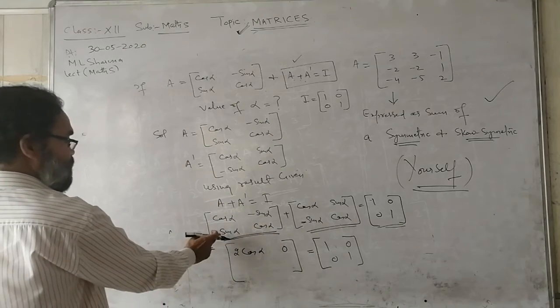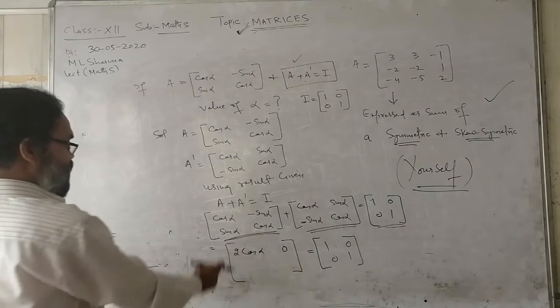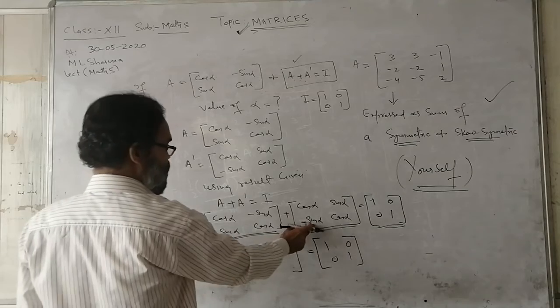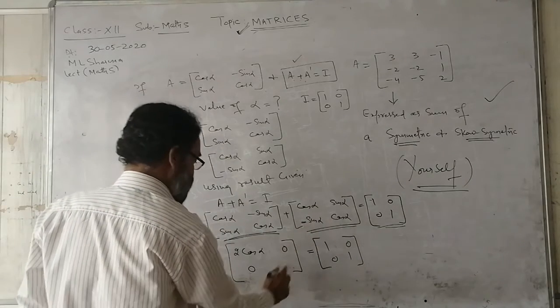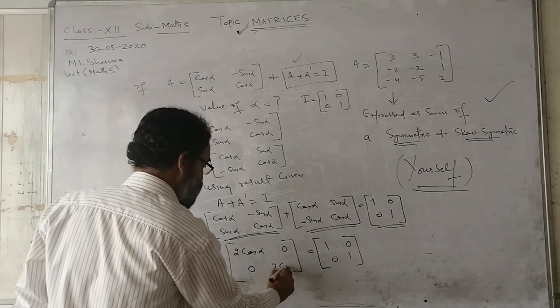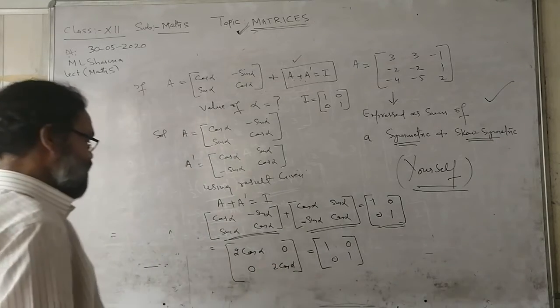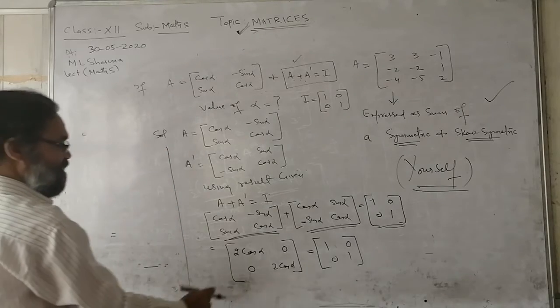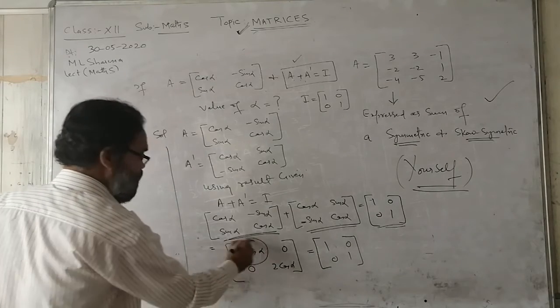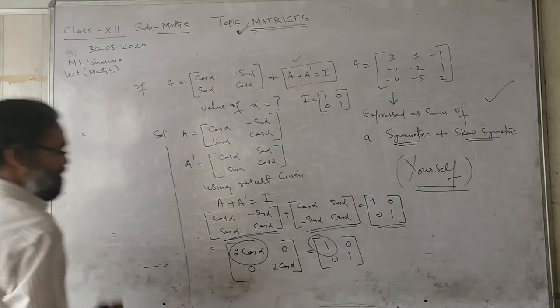So this: sin alpha positive, sin alpha negative, 0 here, cos alpha, 2 cos alpha. So these are the two matrices. They are equal, and since they are equal, their elements will be the same.